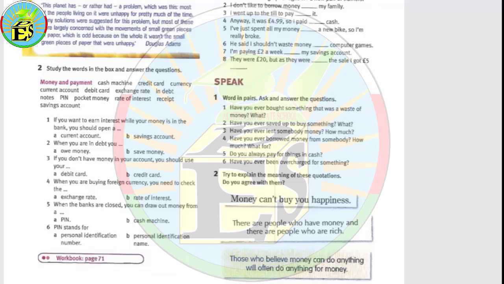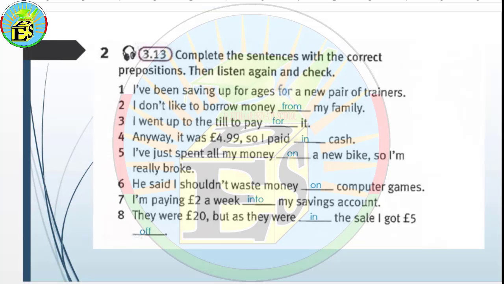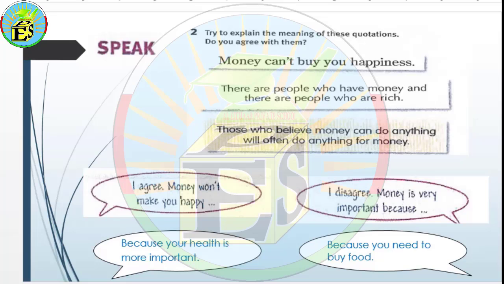We have here a debate. So, let's check the two ideas. If I agree, money won't make me happy because your health is more important, right? If you disagree, I disagree, money is very important because you need money to buy food.